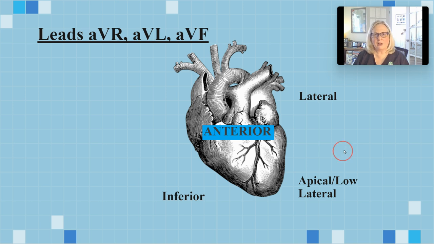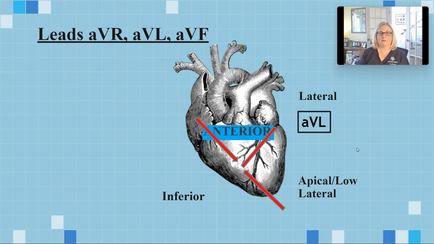All right, so let's take a look at AVL. Notice that augmented means that we're using all 3 of the leads in Einthoven's triangle. So 2 of them are going to talk to each other first, and then they're going to send a signal to the third one.